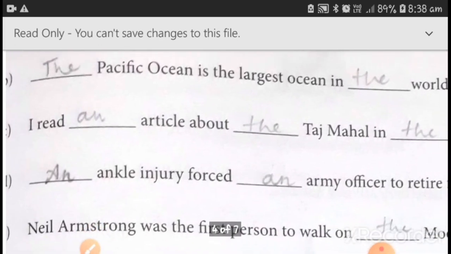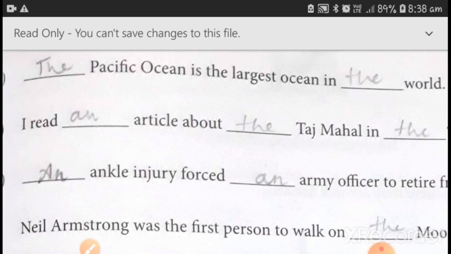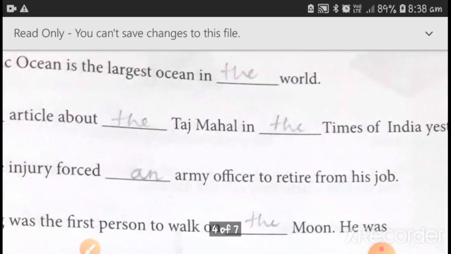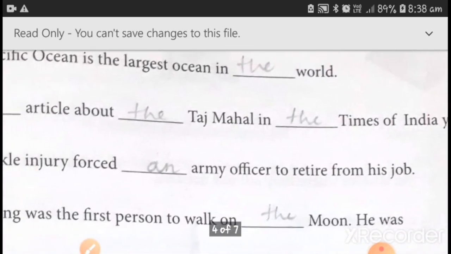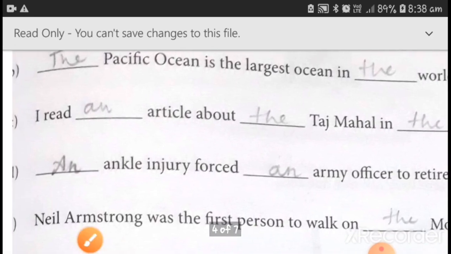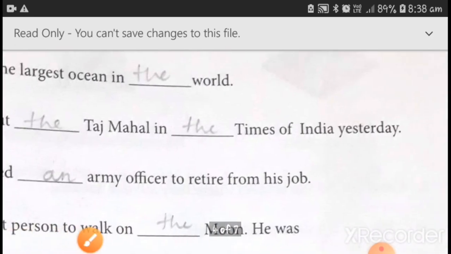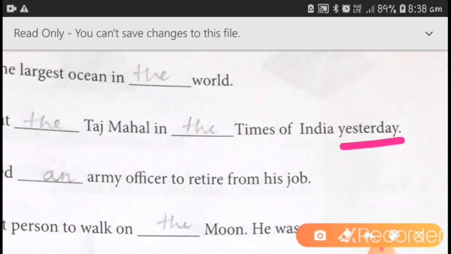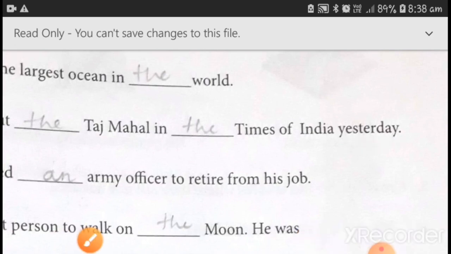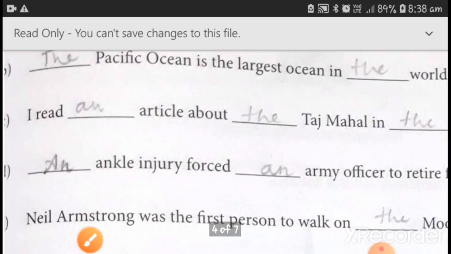Next is: I read an article about the Taj Mahal in the Times of India yesterday. Here, why I have said "read" is because this is the second form, indicating we read it yesterday. This is the "red" pronunciation, not "reed". The spellings are the same, read, read, but according to the sentence we have to pronounce it.